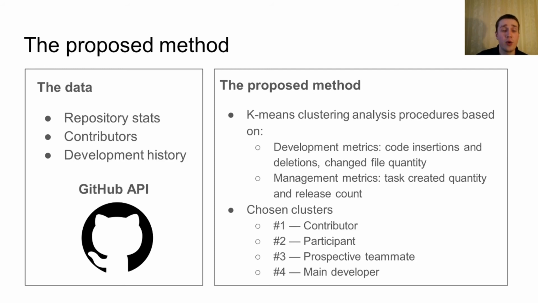And finally, we can underscore the chosen clusters. Cluster number 1 is a contributor. It's a project participant who makes a relatively small number of contributions to the project. Cluster number 2 is a participant, a specialist who from time to time takes part in the project's development and improvement. Cluster number 3, a prospective member of the team.